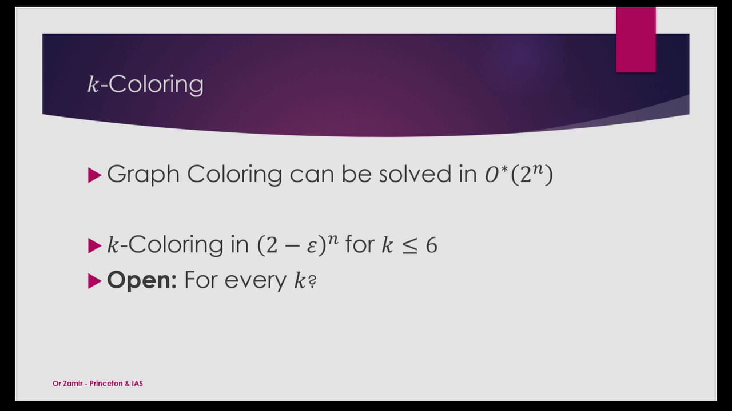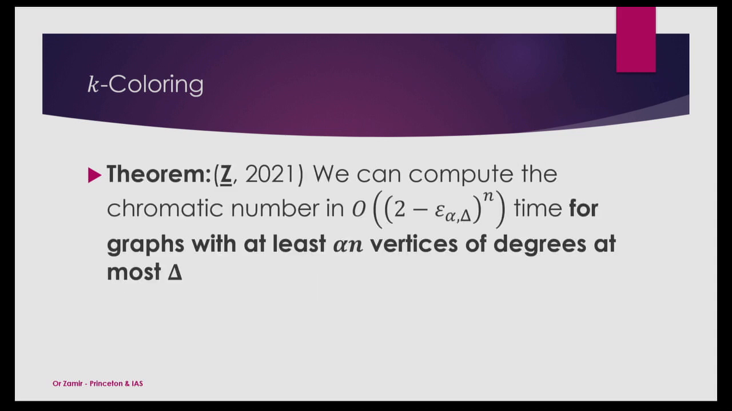So the only case in which we know that for every k you can do better than 2 to the n is the case of sparse graphs, or at least some general variant of what sparsity means. So if you have at least a constant fraction of your vertices with degrees bounded by a constant, then you can compute the chromatic number exponentially faster than 2 to the n.